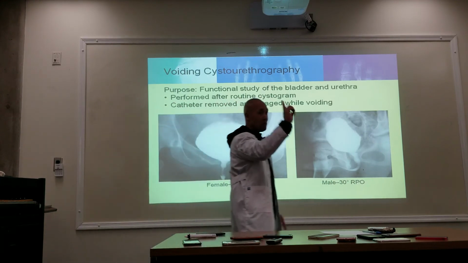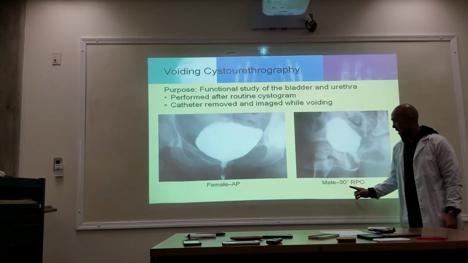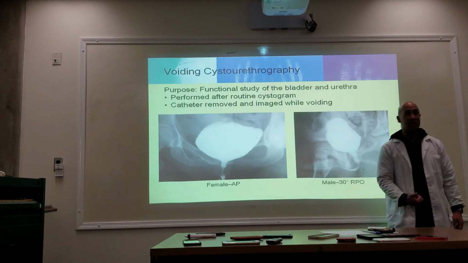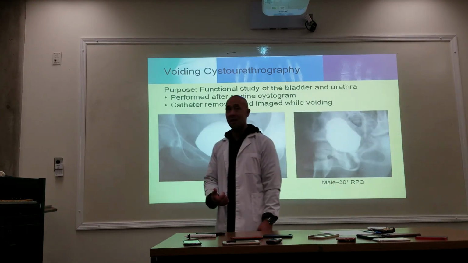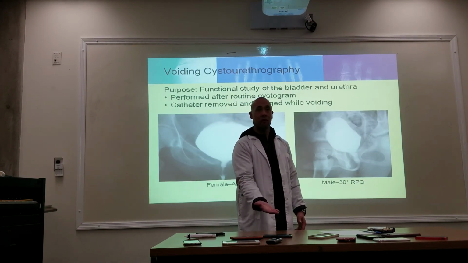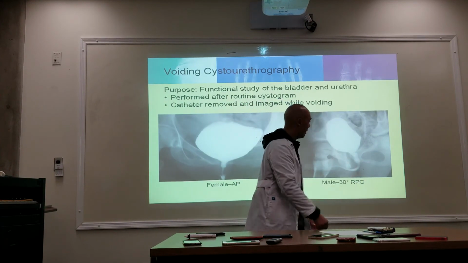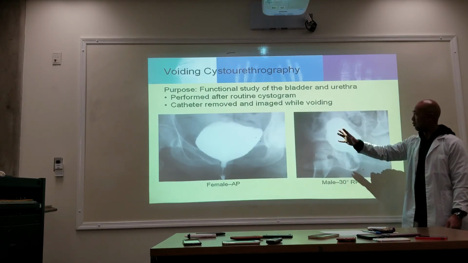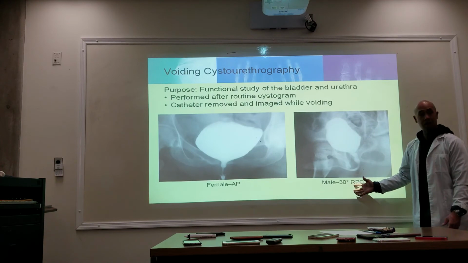Male also one view, and the one view is a 30-degree RPO. We can't do an AP projection. They can't be supine because the urethra is just going to flop over. We need it to go off to the side so we can see the length of the urethra. And so we put them in a 30-degree RPO.